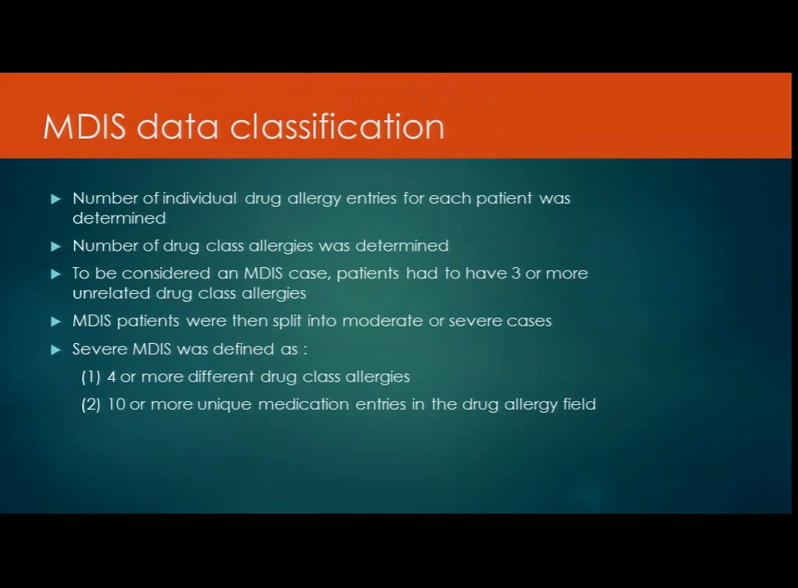And then what they did is they classified all the patients that they could get. They took the number of drug allergy entries for each patient, and you can only get one entry per class. So if you have 6 different antibiotics in the penicillin class, that would only count as one class of allergy. And then the number of drug classes was determined, and to be considered for this study, they had to have at least 3 or more unrelated drug class allergies. And then they split these people into 2 categories of MDIS. One is severe, which is 4 or more different drug class allergies or 10 or more unique medication entries in the drug allergy field.